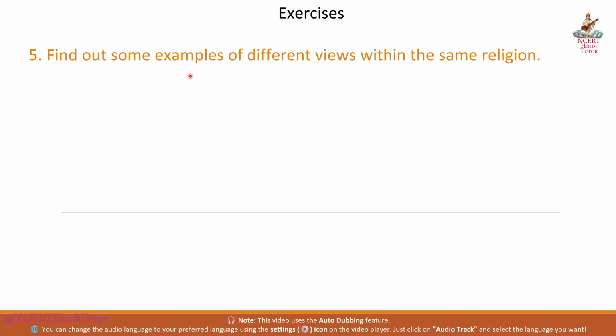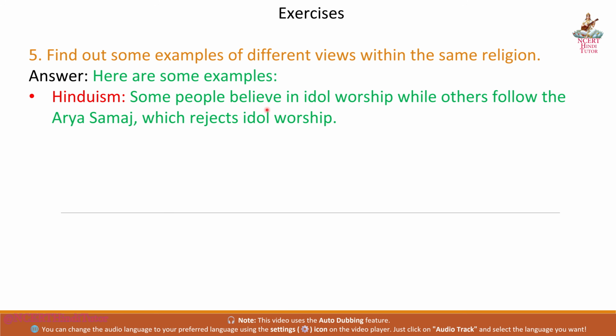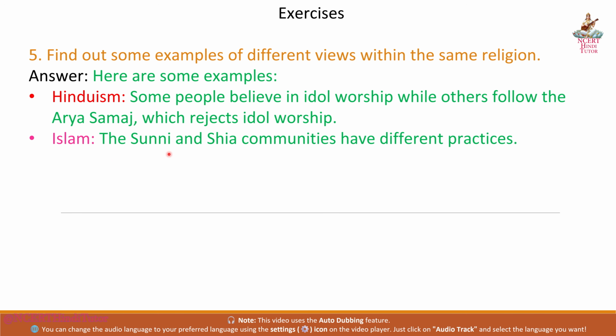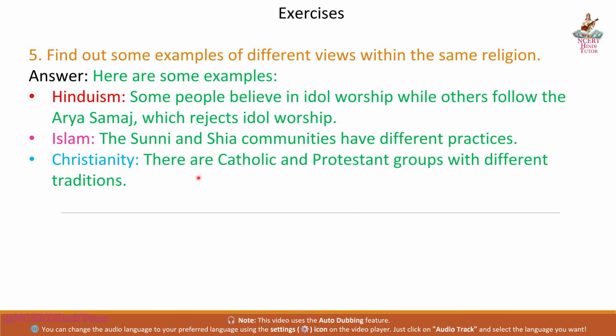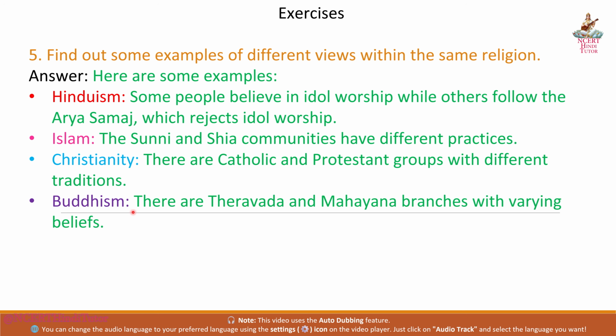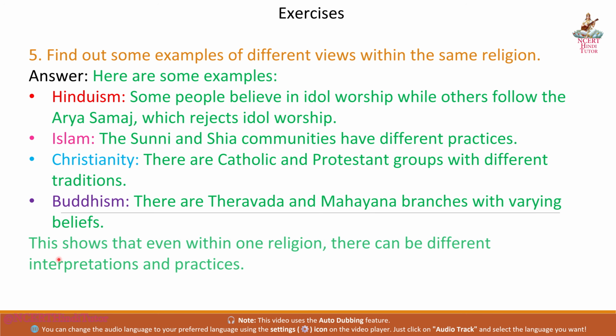Question 5: Find out some examples of different views within the same religion. Answer. Here are some examples. Hinduism: some people believe in idol worship while others follow the Arya Samaj, which rejects idol worship. Next, Islam: the Sunni and Shia communities have different practices. Next, Christianity: there are Catholic and Protestant groups with different traditions. Next, Buddhism: there are Theravada and Mahayana branches with varying beliefs. This shows that even within one religion, there can be different interpretations and practices.